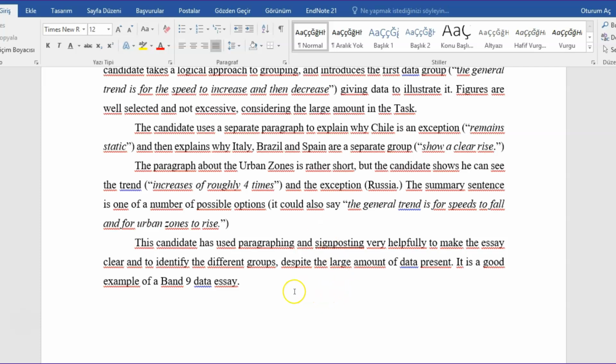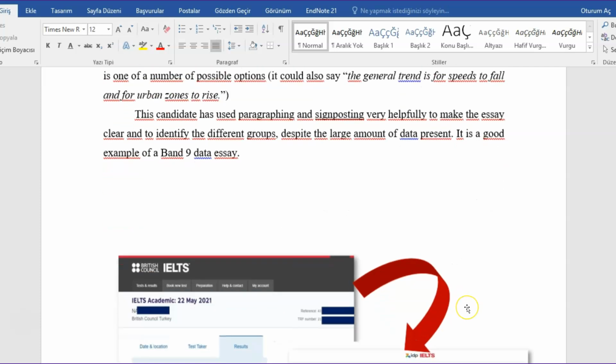And in the exam, the candidate has used paraphrasing and signposting very carefully, which I demonstrated and highlighted in the specific color here. It was a pretty good example of a band 9 essay.